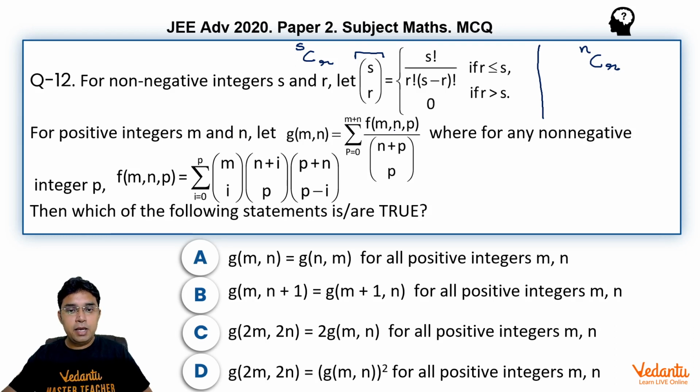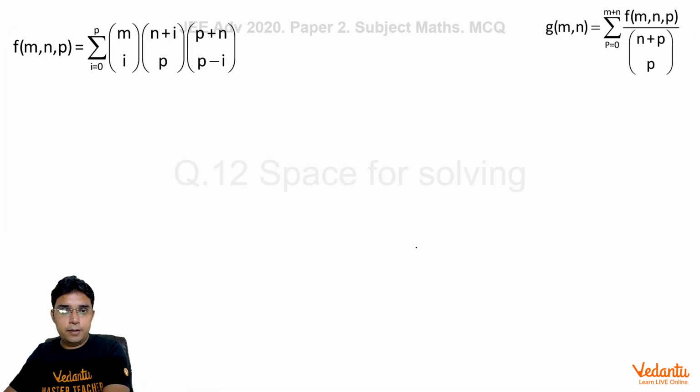For positive integers m and n, let g(m, n) be equal to sigma p equal to 0 to m plus n of f(m, n, p) upon (n plus p)Cp, where for any non-negative integer p, f(m, n, p) is equal to sigma i equal to 0 to p of mCi into (n plus i)Cp into (p plus n)C(p minus i). Then which of the following statements are true? Let us first solve and then see what all the options are.